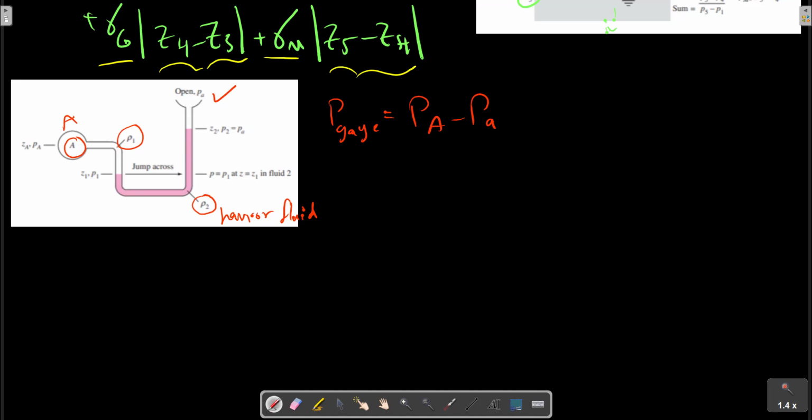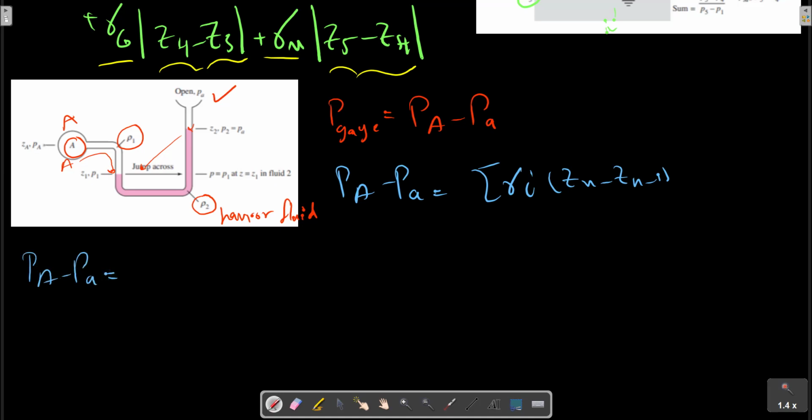So in this, we should go from point A to the end of the chamber fluid and continue to Z2, which is the difference between these. We also have this relation: PA minus P equals the sum of gamma i times Zi minus Zi-1. We can write PA minus P atmosphere equals, first, the fluid in the chamber with gamma equals rho 1 g multiplied by ZA minus Z1.